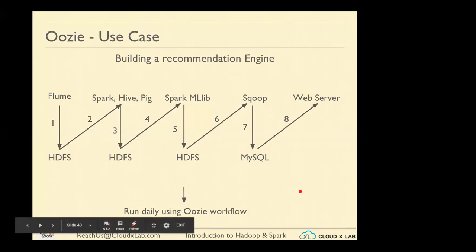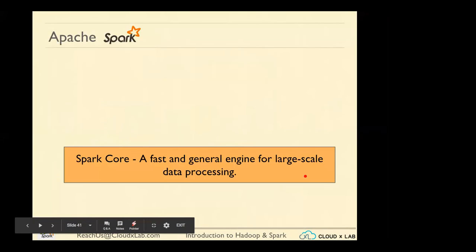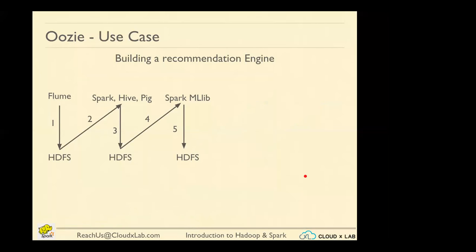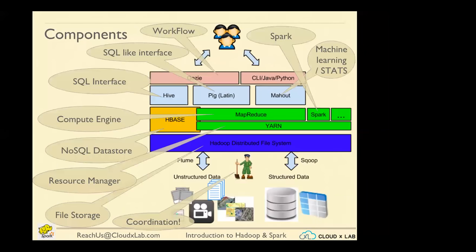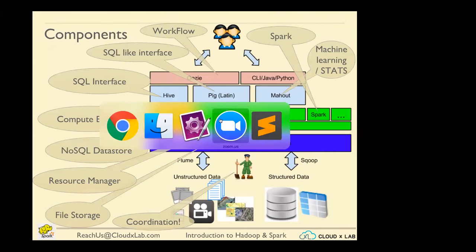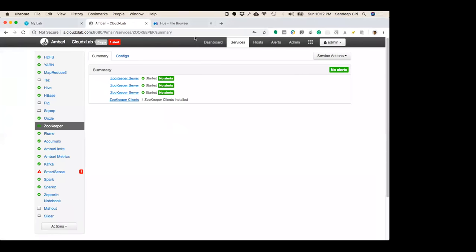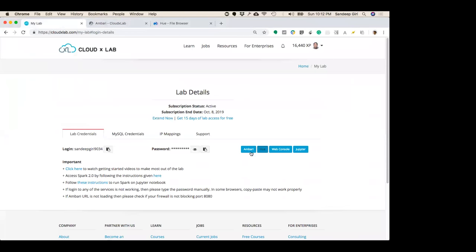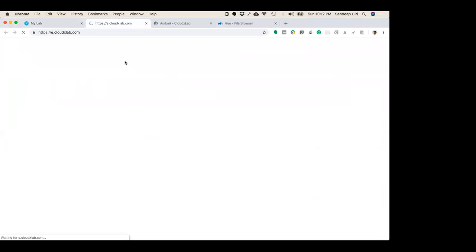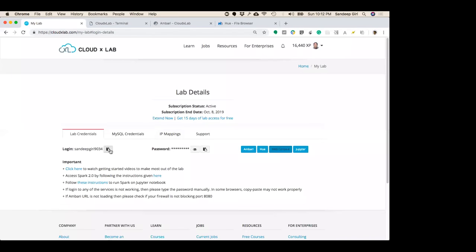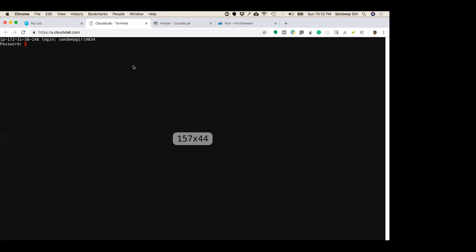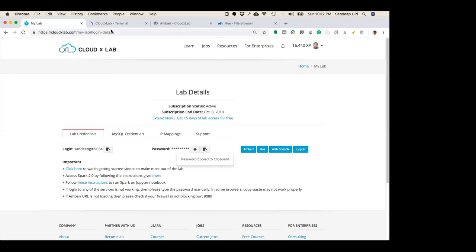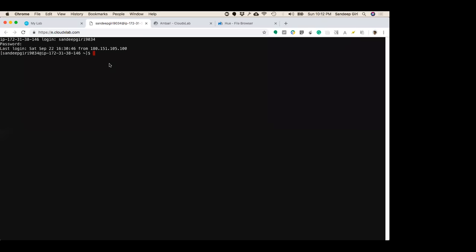All right, I hope the example of Oozie is clear to all of you, that when we want to build a recommendation engine, this is what happens. All right, so for those who missed it, you can run MapReduce using Hadoop commands. I'll just show you that part. So here you can click on console and log in to the console by copying the password. Okay, I'm just copy pasting my password. Here, using Hadoop jar, you can run your MapReduce programs.